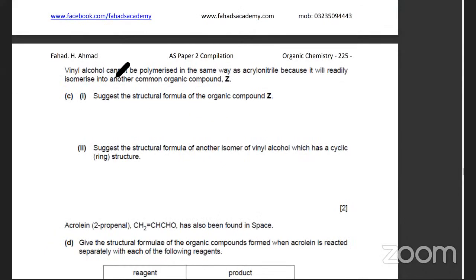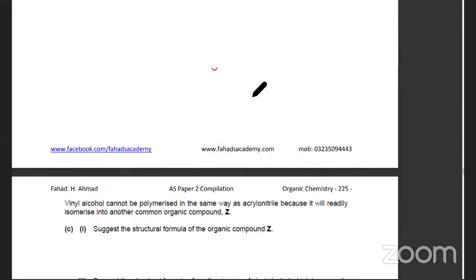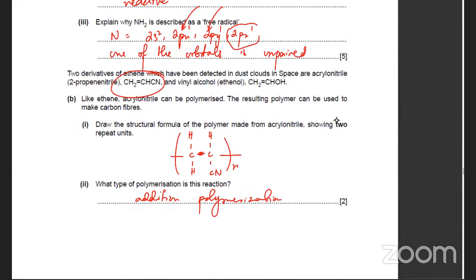And after that, vinyl alcohol cannot be polymerized in the same way because it will readily isomerize into another organic compound Z. Suggest the structural formula of the organic compound Z. So this one, he's saying CH2CHOH.